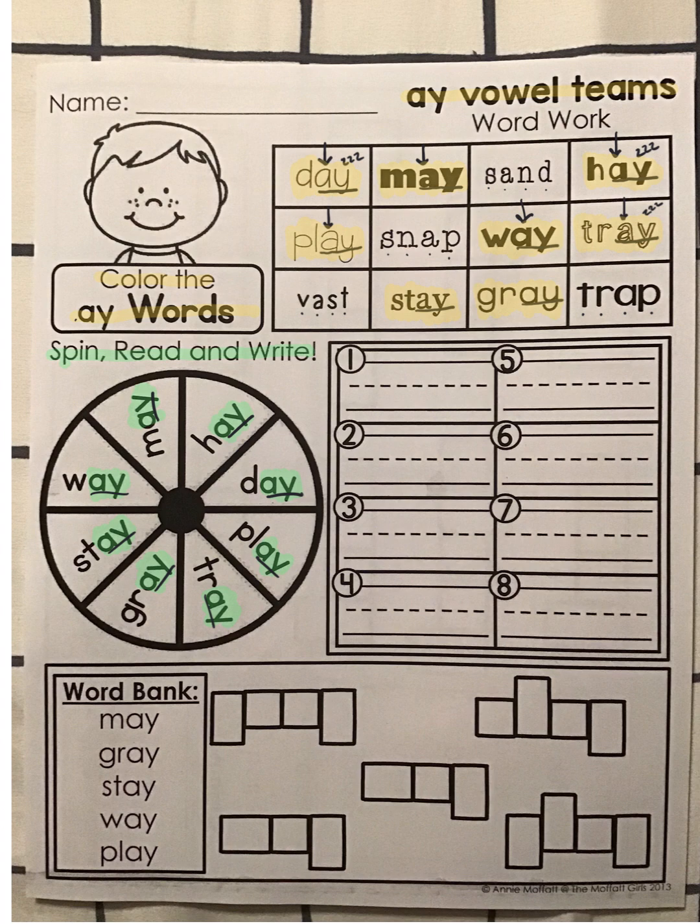Then we have our word bank at the bottom. I'm going to change colors again just for fun. The first word is may. G-r-a, gray. St-a, stay. W-a, way. P-l-a-y, play. Way to go. Turn your paper over when you're done.